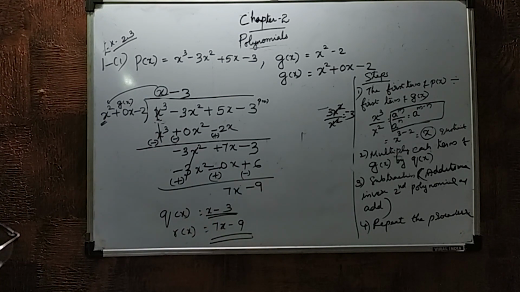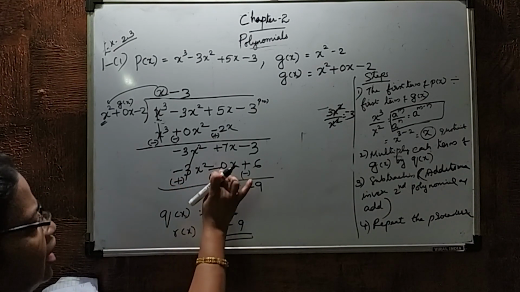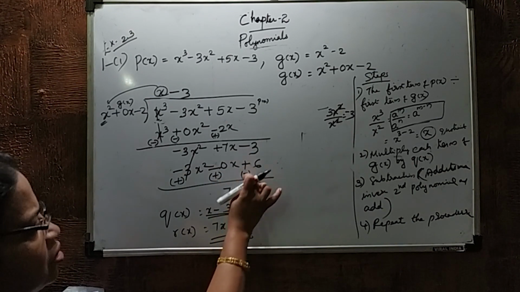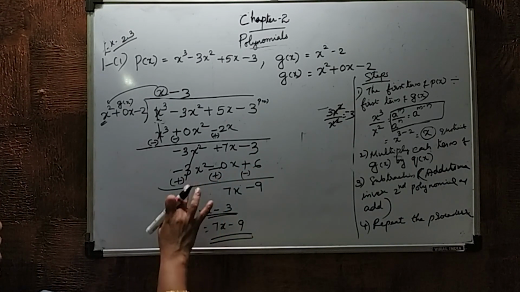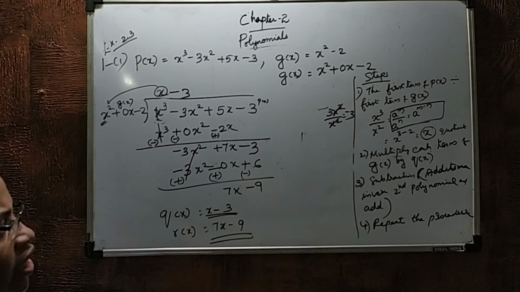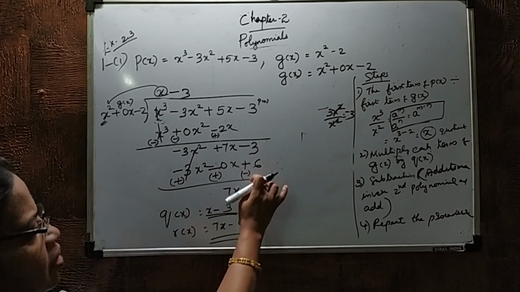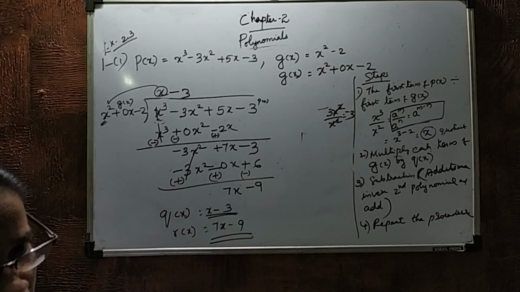Next is subtraction. Subtraction means additive inverse and add. So take the additive inverse. Here this minus becomes plus. Here this minus becomes plus. Here this plus becomes minus. Now add also: negative 3x square plus positive 3x square, 0 you will get. 7x plus 0x, 7x you will get. Minus 3 plus minus 6, you will get the answer minus 9.